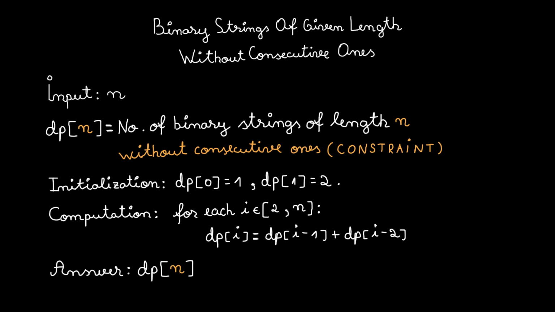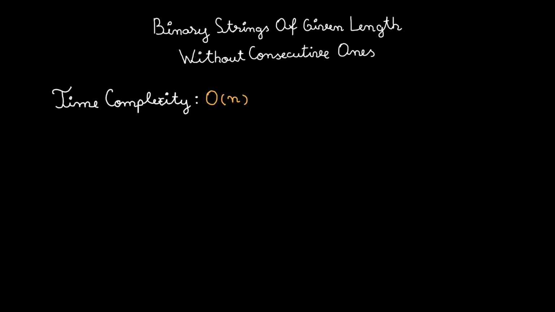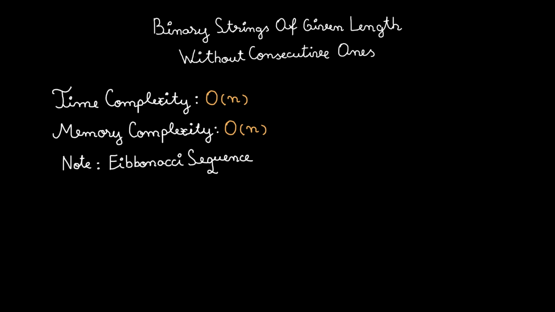Because we compute exactly n values and each of them is computed in constant time, the final time complexity is big O of n. And because we just use an extra array, dp, the memory complexity is big O of n. And as some of you might have noticed, yes, this problem is an application of the Fibonacci sequence.